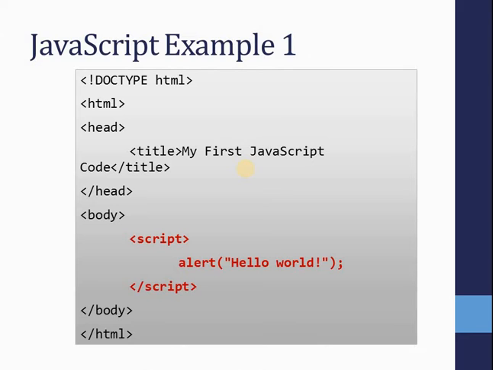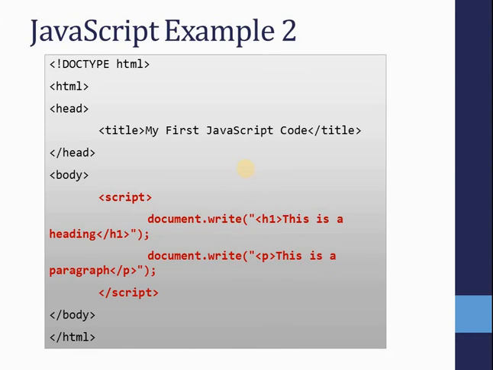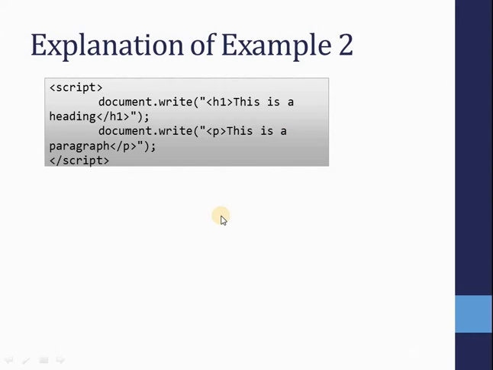In example 1, we have seen how we can use the script tag. Now here is another example of JavaScript where I have written statements using JavaScript on my HTML page. You can see that the rest of the code is the same. Now these statements are different: document.write. There are two statements of document.write. So what does it mean? This is our JavaScript code.